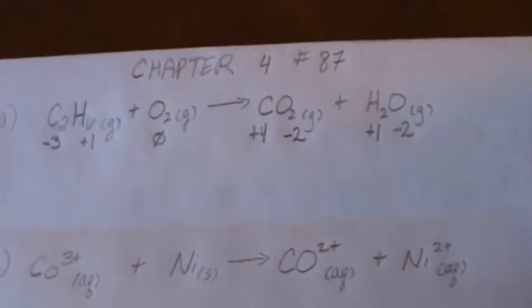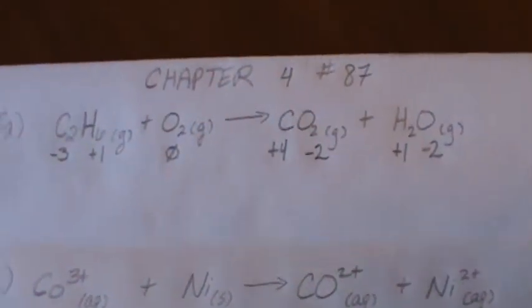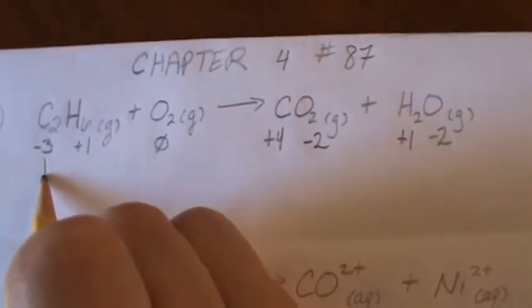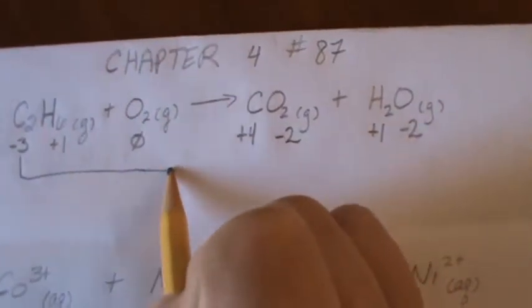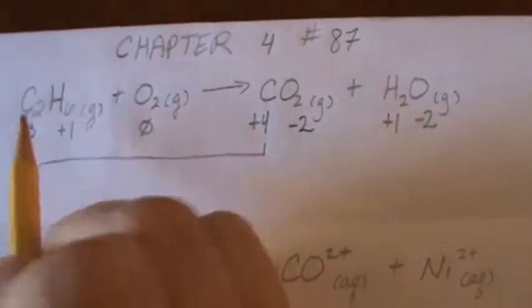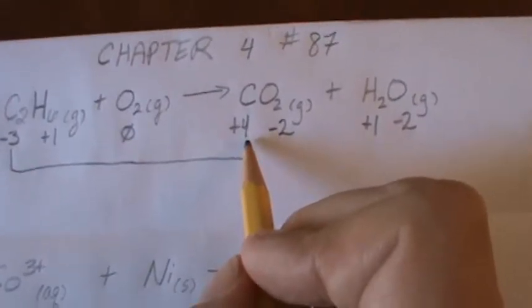So there are the oxidation states, and we can see that our elements in some cases are changing. Our hydrogen is not changing, so we won't need to look at it too much. Our carbon is going from -3 to +4, which means we are losing 7 electrons. Loss of electrons is oxidation, so it's oxidized, and it would be the reducing agent.